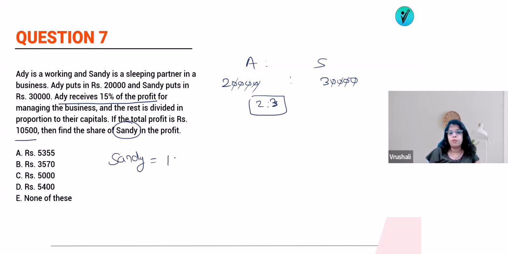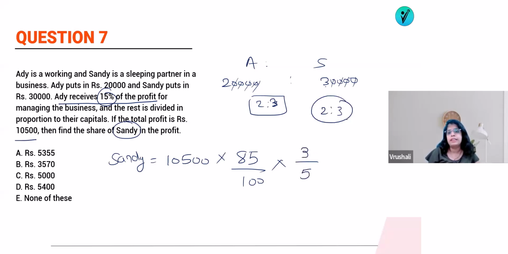Out of this profit of 10,500, 50% will go to Addy. So the remaining will be 50%. And out of that 50%, how much did Sandy receive? 2:3. That means Sandy gets 3/5 because Sandy gets the 3. It will be 3/5. So if you solve this, what will it be? Double zero cancelled.